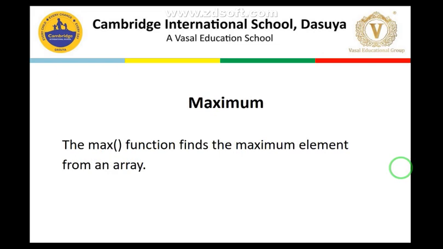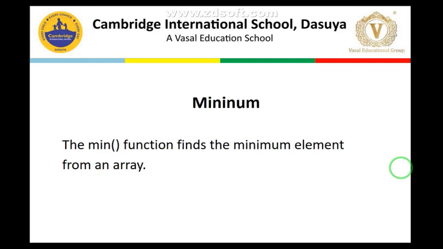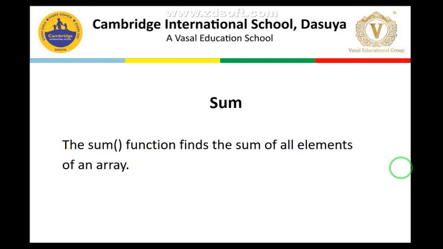So the first one is maximum. So maximum function finds the maximum element from the array. So we can apply this operation row wise and column wise also to find the biggest element. Similar, the next is the minimum. Minimum function is to find the minimum element. Clear? Then is the sum function. We can find the sum of the elements of the array. So that is how we apply this aggregation operation sum.